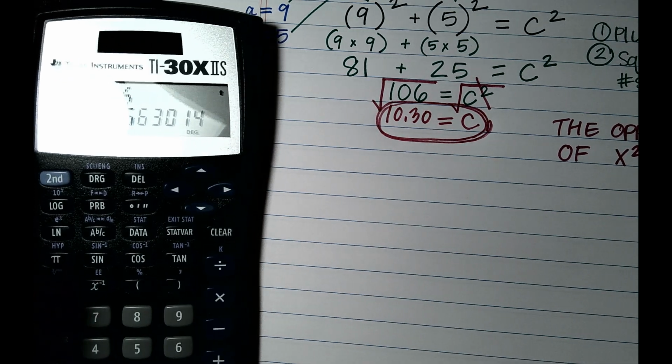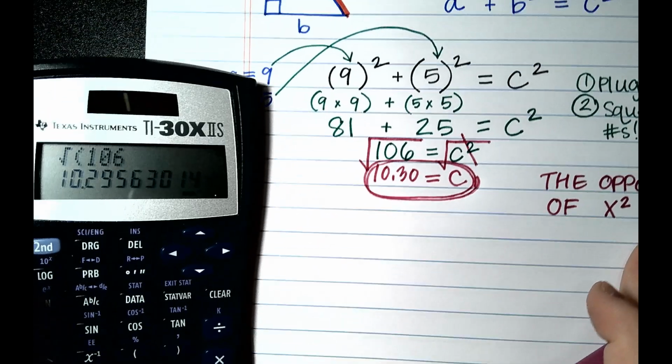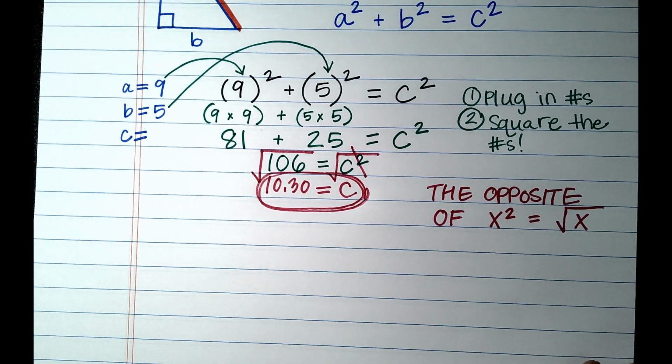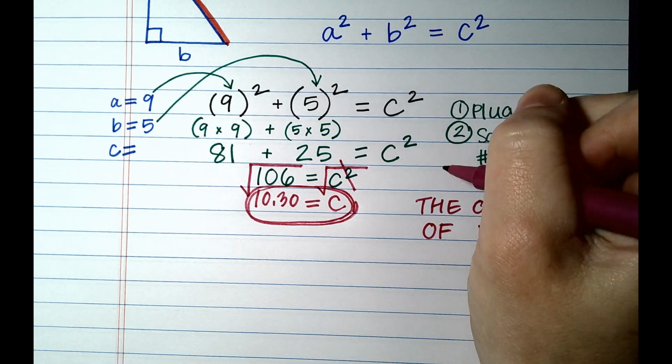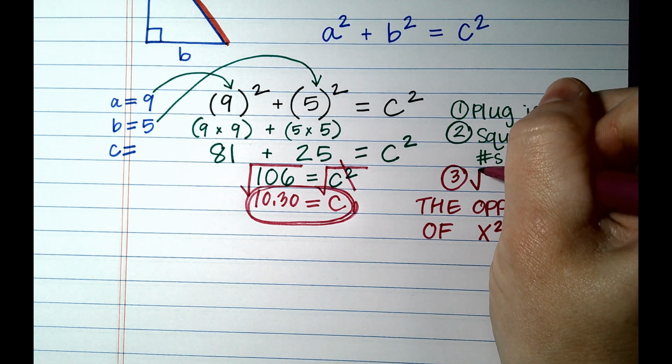And that's the distance formula. That's it. It's plugging in our numbers, we find those side lengths, and then we solve for the missing one. So we square the numbers, and then I'm going to write for my third step, square root both sides.